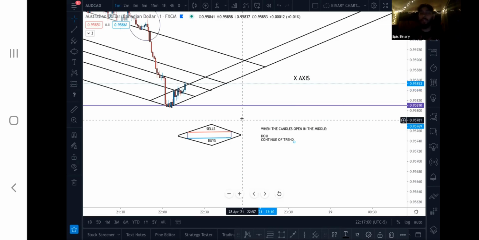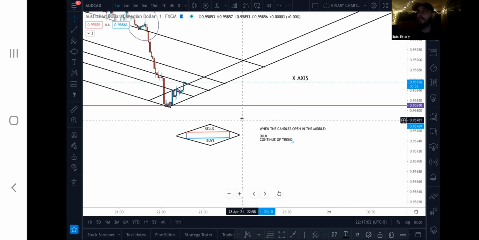Put a 7 in the chat if you're okay with breaking even. Because if you're not okay with breaking even, you should not trade binary. I would take breaking even over losing a trade any day of the week. Okay?